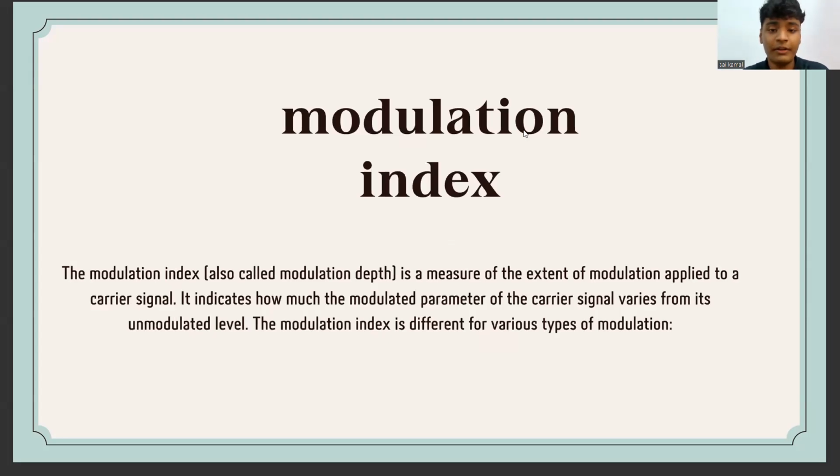So now, what is the modulation index? The modulation index, also called modulation depth, is a measure of the extent of modulation applied to a carrier signal. It indicates how much the modulated parameter of the carrier signal varies from its unmodulated level. The modulation index differs for various types of modulation. Basically, it tells how much the carrier signal got varied according to the modulating signal. When the information is transferred into a signal or waveform, it's known as a modulating signal, and the carrier gets varied according to the modulating signal.